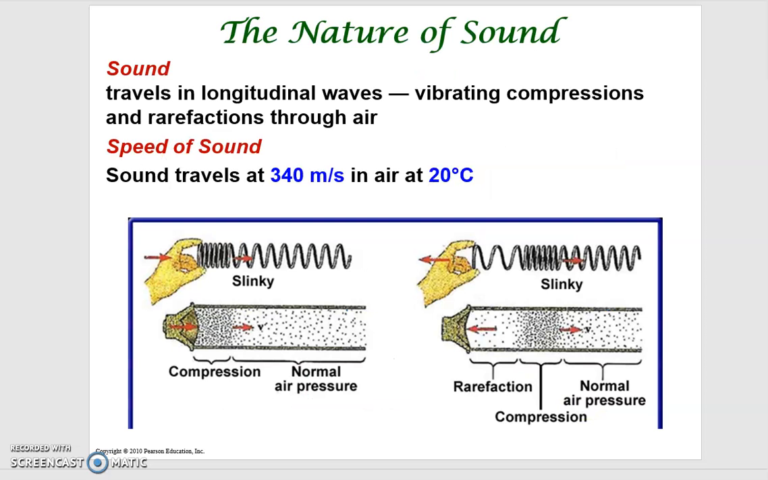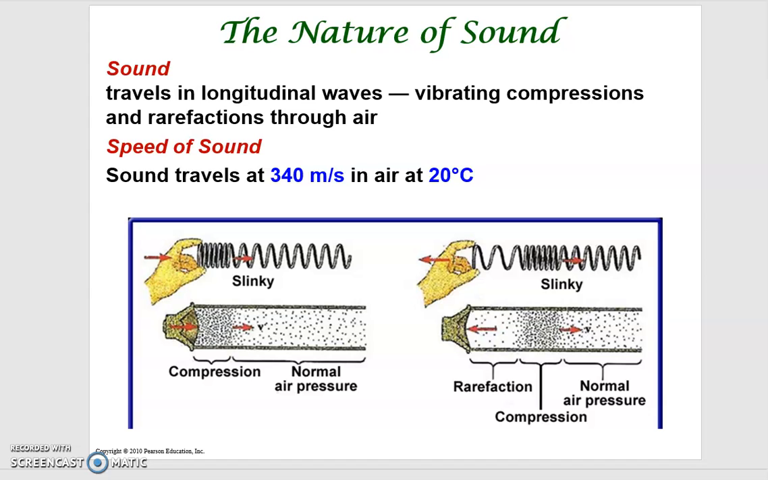And we know that waves can be categorized in two ways. One is the longitudinal wave, the other one is the transverse wave. So the example for the longitudinal wave is the sound wave, because it is due to the compression and rarefaction of the air molecules. And we know that the speed of the sound wave is 340 meters per second in the air at a temperature of 20 Celsius.